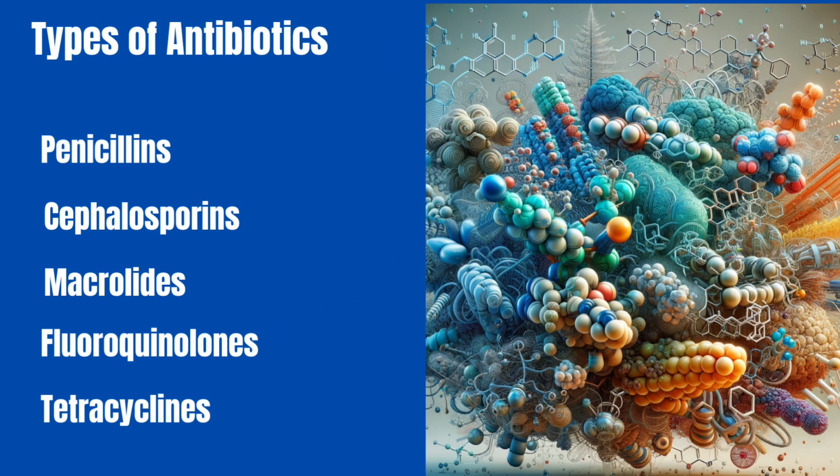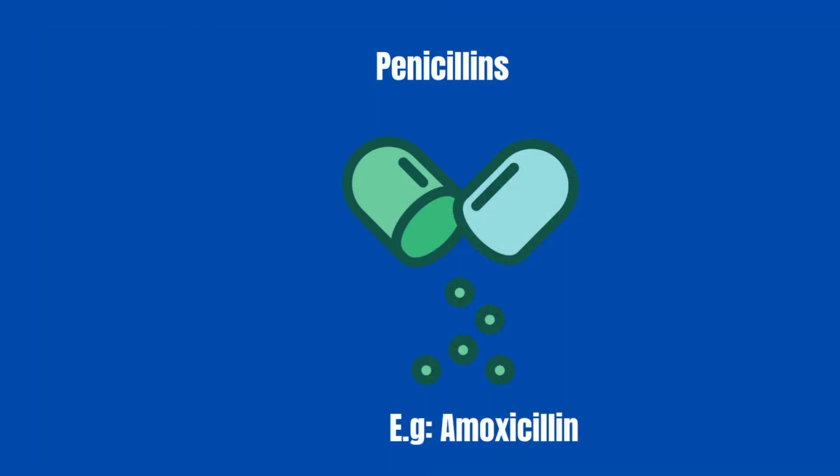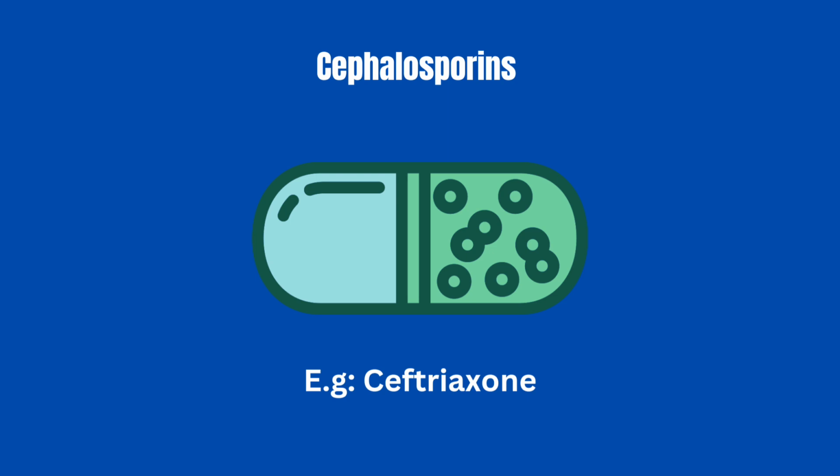The other types of antibiotics that are commonly used include penicillins, cephalosporins, macrolides, fluoroquinolones, and tetracyclines. Penicillins work like a lock and key to block the bacteria's ability to build their protective walls. For example, amoxicillin is a drug under this category. The next one is cephalosporins. It is the same concept as penicillins, but it's a bit stronger, and it's often used when penicillins have not worked for the patient. An example of a drug in this category is ceftriaxone.